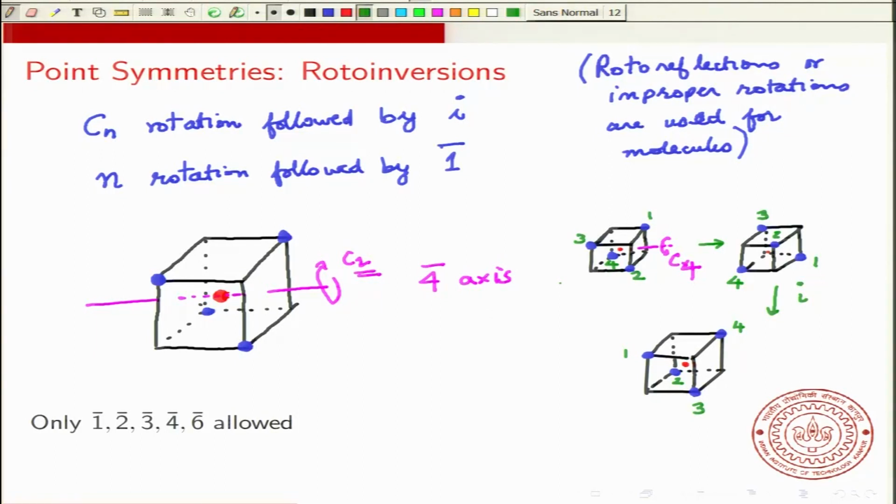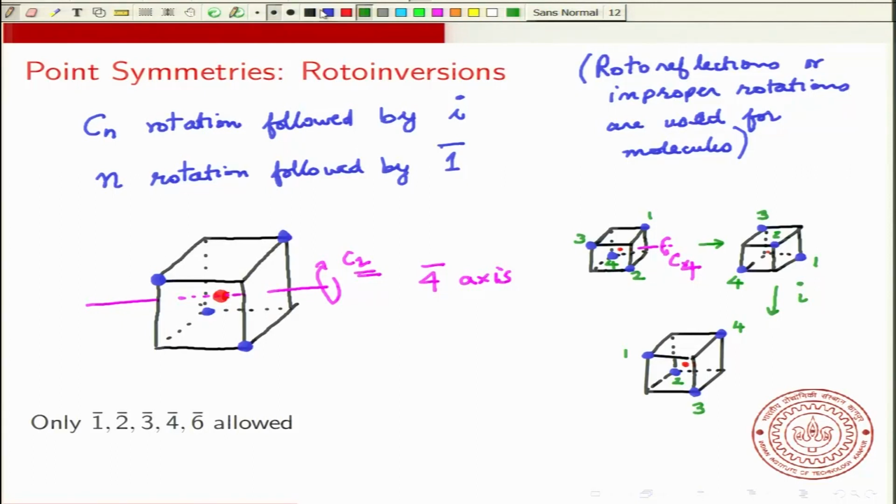So you can see that a C4 axis, that is a 4 bar axis, that is a C4 followed by an inversion, is actually a symmetry operation. So, though this tetrahedron does not have a C4 axis, and does not have an inversion, it has a 4 bar or a C4I, or a C4 followed by I.